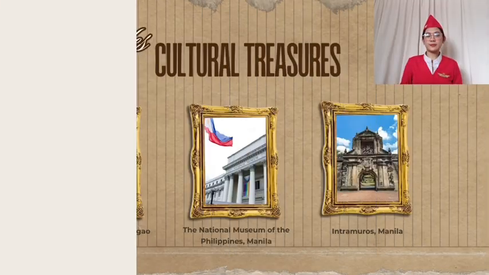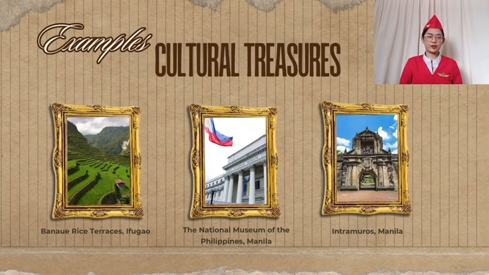Our fourth example is the Banaue Rice Terraces located in Ifugao. Its history: it is often referred to as the Eighth Wonder of the World. These terraces were carved into the mountains over 2,000 years ago by the Ifugao people. They reflect a sophisticated agricultural system that utilized traditional farming methods. The rice terraces are not only a feat of engineering but also a vital part of the Ifugao culture.